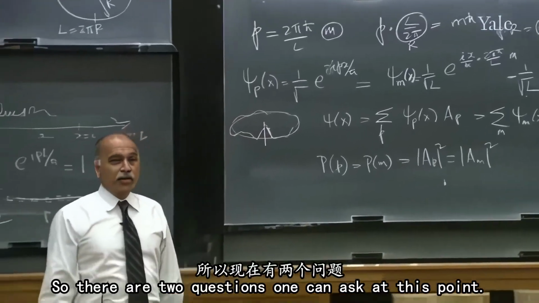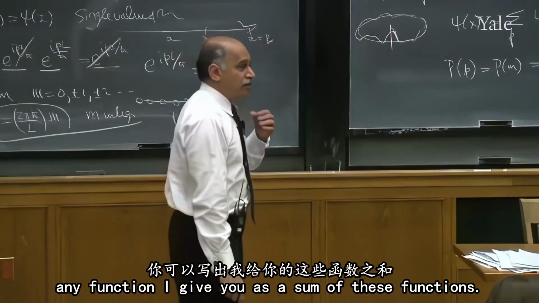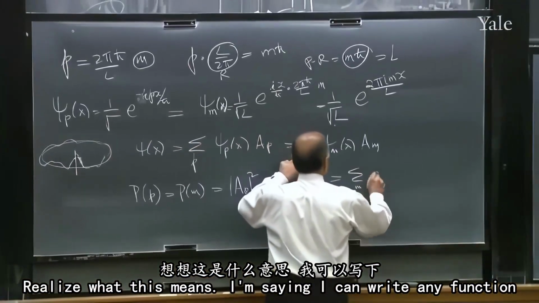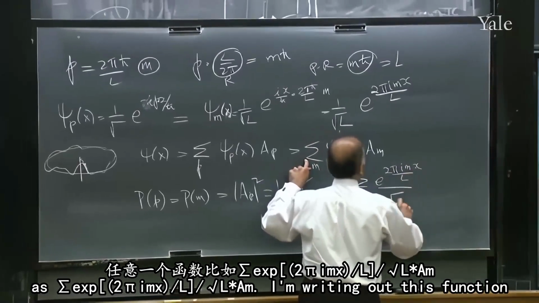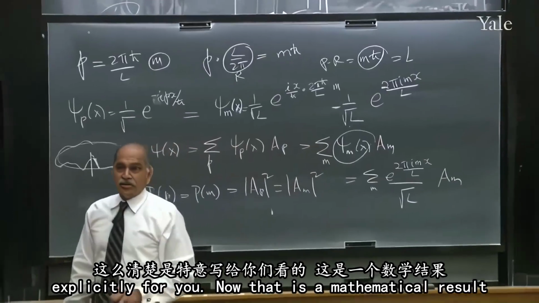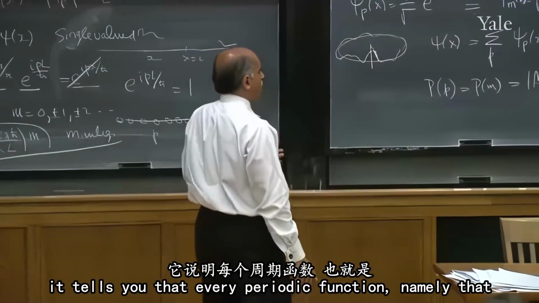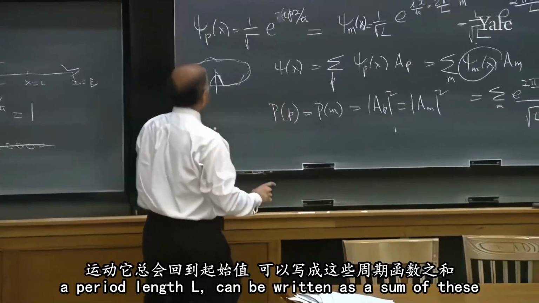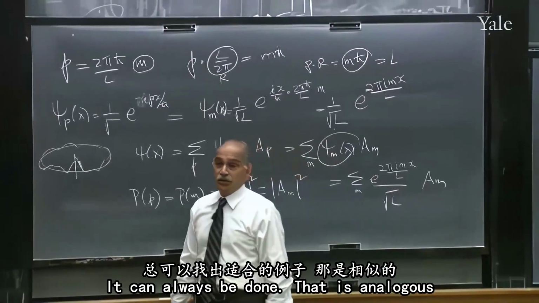So there are two questions one can ask at this point. First question is, what makes you think that you can write any function I give you as a sum of these functions? Realize what this means. I'm saying I can write any function as e to the 2 pi i m x over L over square root of L times a_m. I'm writing out this function explicitly for you. Now that is a mathematical result I will not prove here. It's called Fourier series. And it tells you that every periodic function, namely that which comes back to itself when you go around a period length L, can be written as a sum of these periodic functions with suitably chosen coefficients. It can always be done.